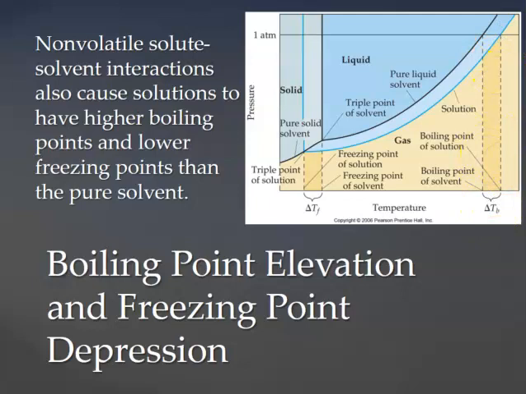Kind of the same thing happens on the other side. When the stuff's trying to freeze, if there's a solute in there, it's getting in the way. It's just kind of monkeying things up. It's the monkey wrench in the works. It has a hard time freezing when there's that solute in there, so that lowers the freezing point. And that difference is delta TF, the change in the freezing point.